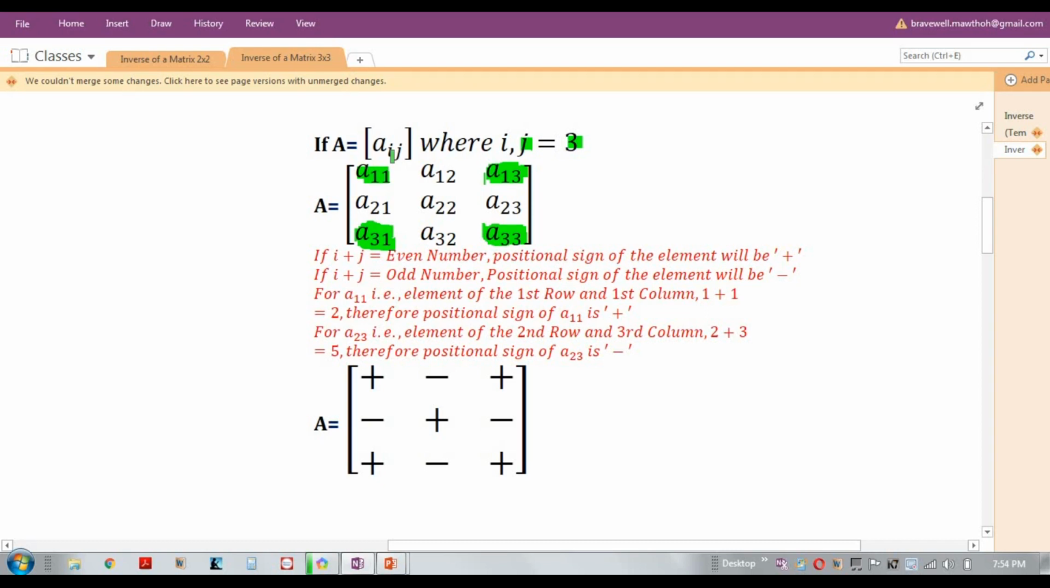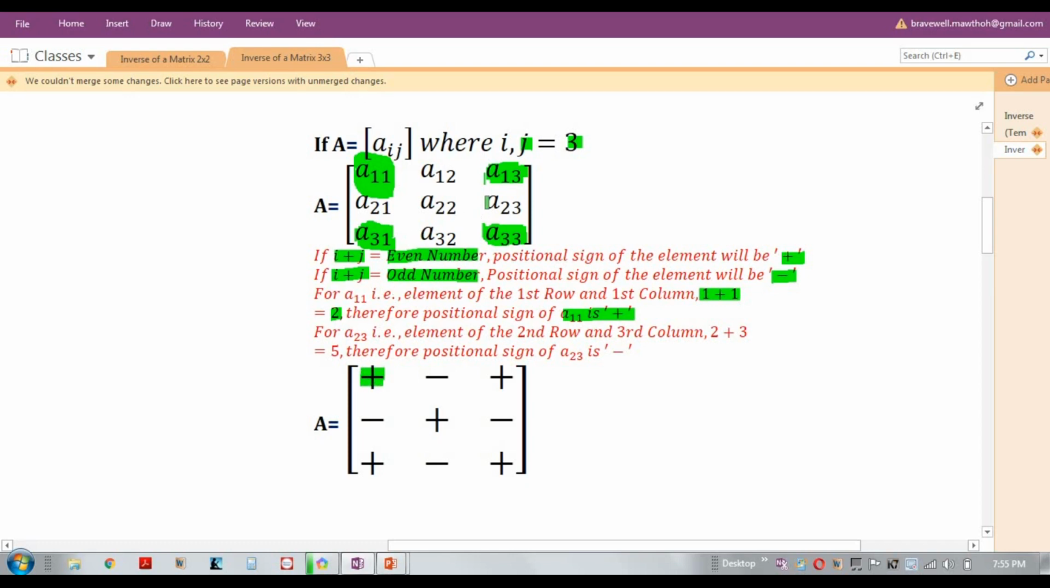Now, how do we determine the positional sign of each element? i is the row where the element is present, and j is the column where the element is present. If the sum of i plus j is equal to an even number, then the positional sign of the element will be positive. However, if the sum of i plus j is equal to an odd number, then the positional sign of the element will be minus. Let us take an example of A11. This particular element is present in the first row and first column. So 1 plus 1 is equal to 2, an even number. So the positional sign of A11 is positive. That is how we get positive out here.